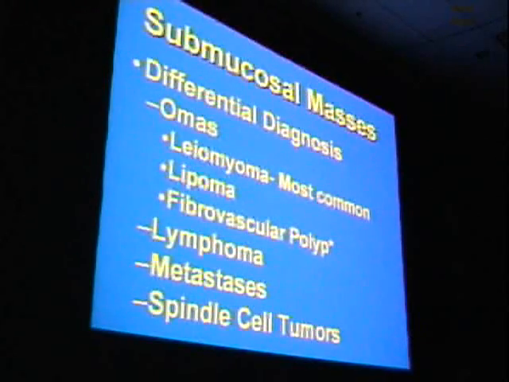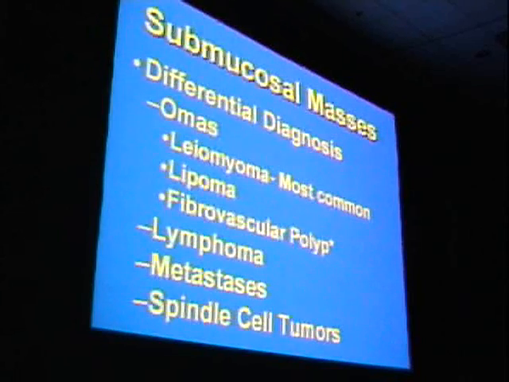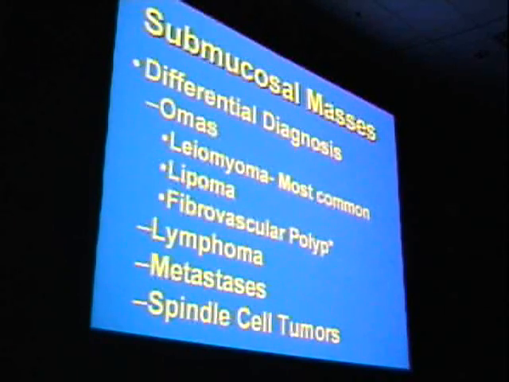So these big submucosal masses, in the esophagus we know benign, the leiomyoma is the most common. And remember that the differential diagnosis of submucosal masses is basically very simple. It's omas and everything that lives there. And here you can see a number of things on this list that can basically look benign, even though the spindle cell tumors and metastasis and lymphoma obviously are malignant.